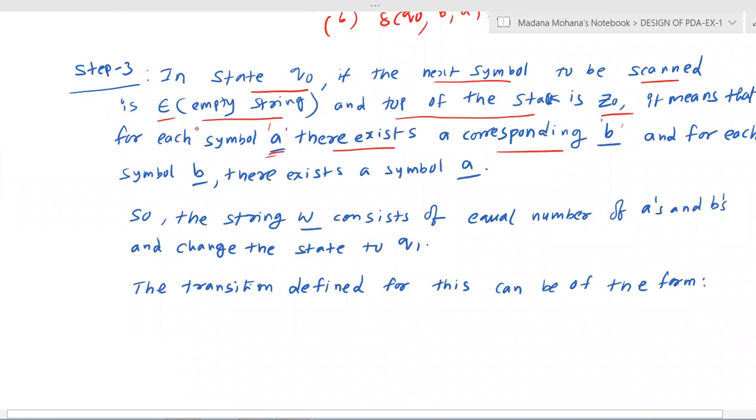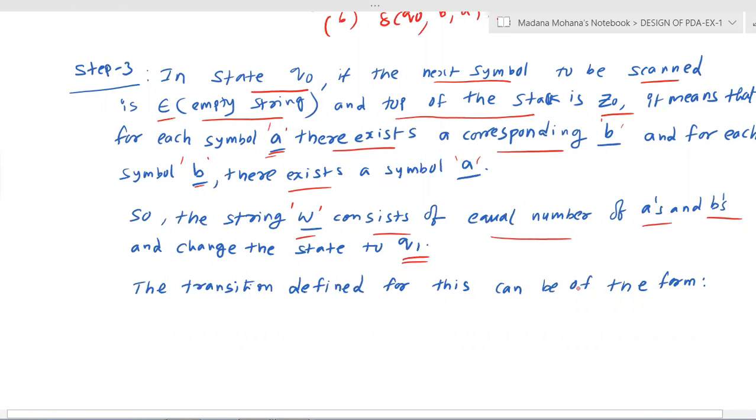So what is the meaning of this? For each symbol A, there exists a corresponding B, and for each symbol B, there exists a corresponding symbol A. That means this is nothing but the condition of equal number of A's and equal number of B's. The order is irrelevant here. So now the string W consists of equal number of A's and equal number of B's, and change the state to Q1 here. Now here Q1 we will call it as the final or accepting state.